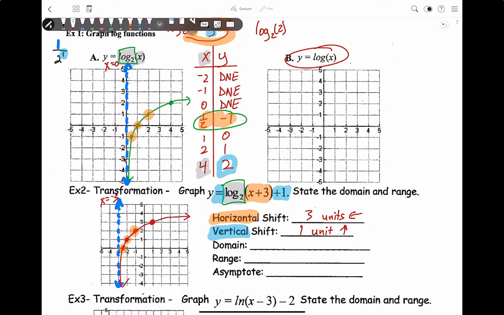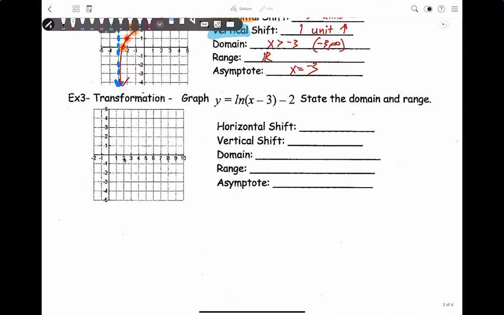Okay, so this right here that I just graphed is this transformation right here. The domain is no longer x's that are greater than 0. This one's x's that are greater than -3 or -3 to infinity. And the range is still all real numbers, as it will always be. And the asymptote is going to be x is equal to -3. Okay, so now let's move on to this one.